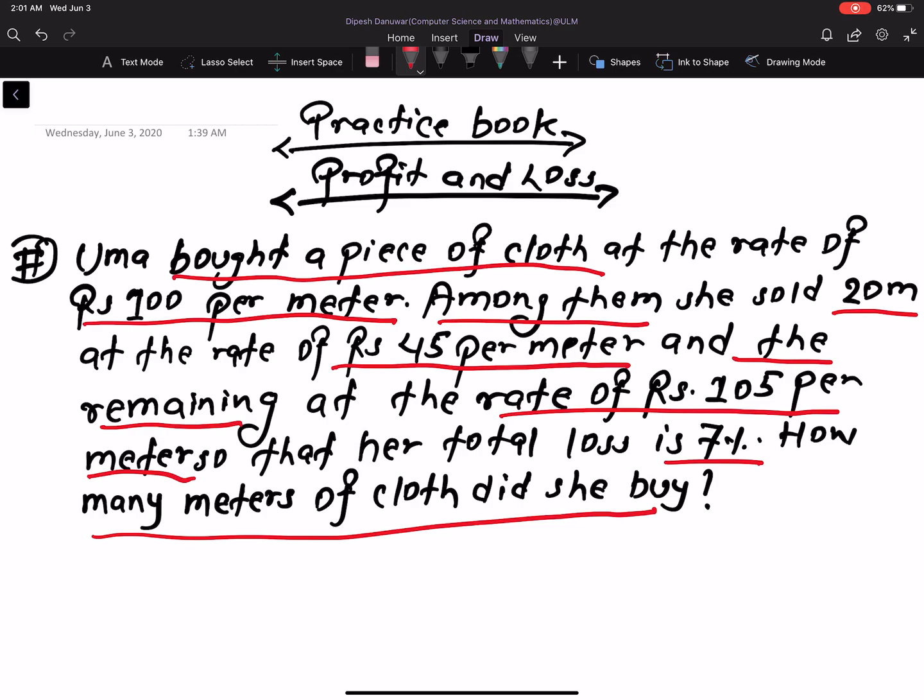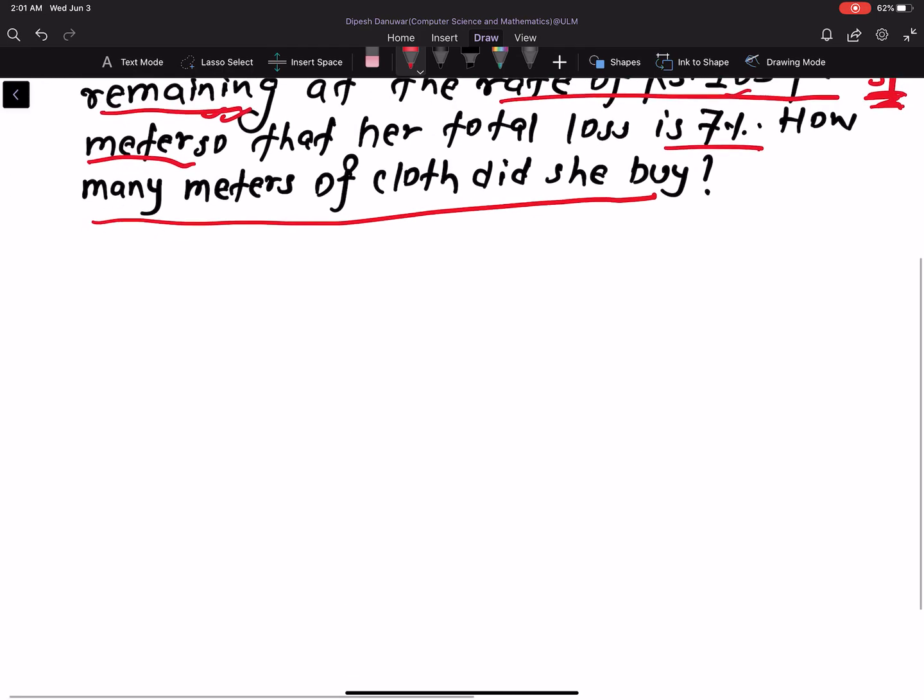So let's consider the piece of cloth as X, and she is buying at 100 per meter. So this part will be your CP, and she sold, so that will be your SP part. She sold 20 meters at the rate of 45, and the remaining at the rate of 105. These two parts are your SP1 and SP2, and when you add both of them, you will get total SP. So now let's do it.